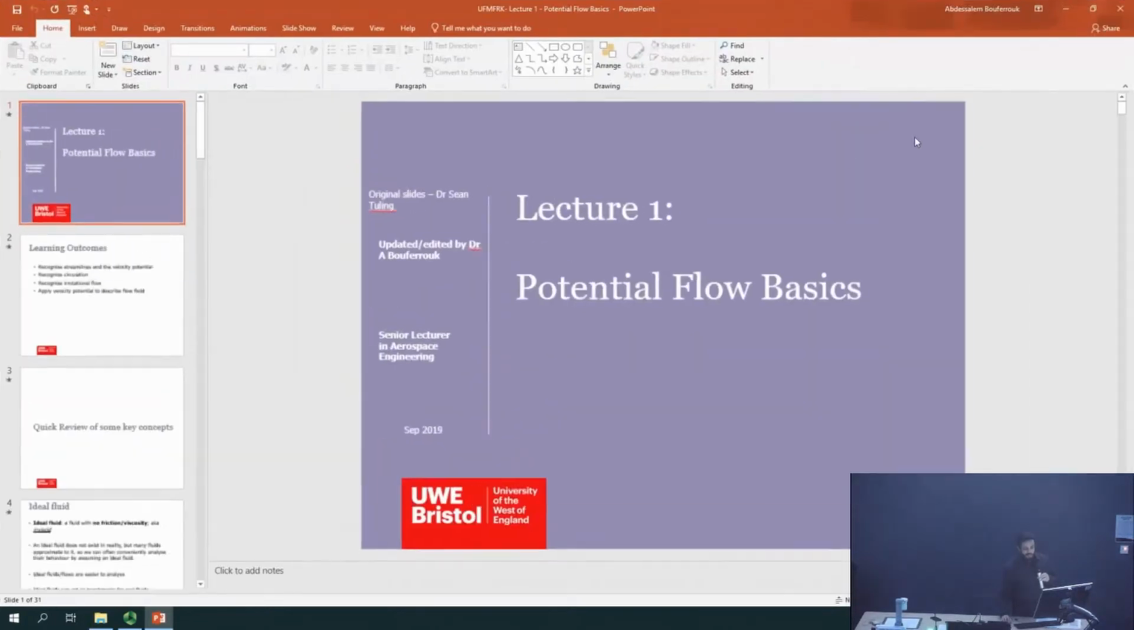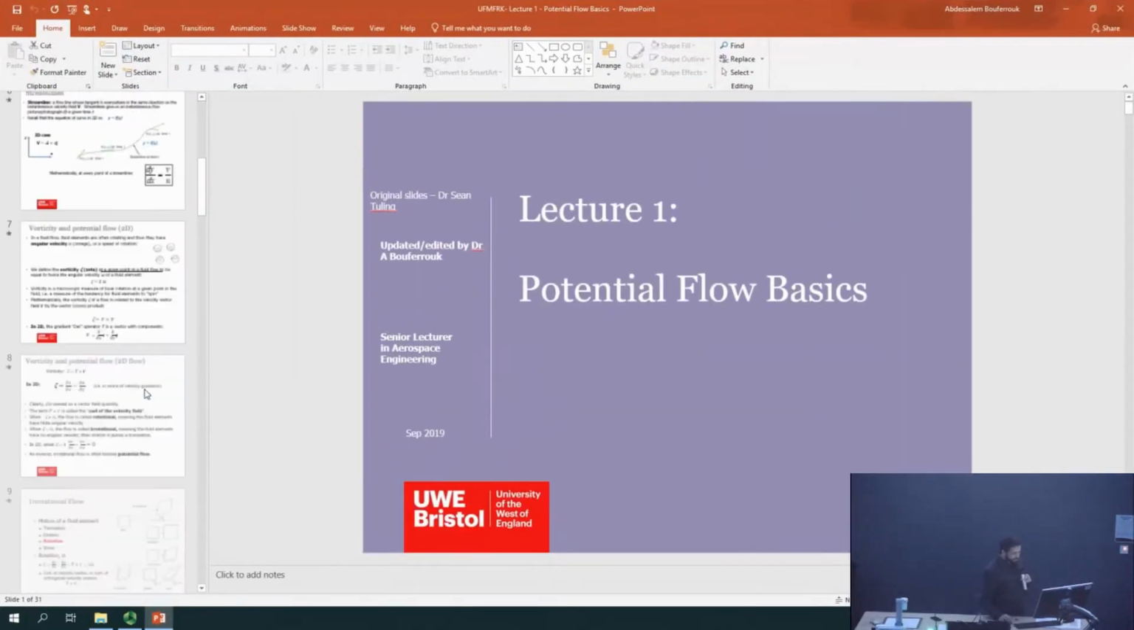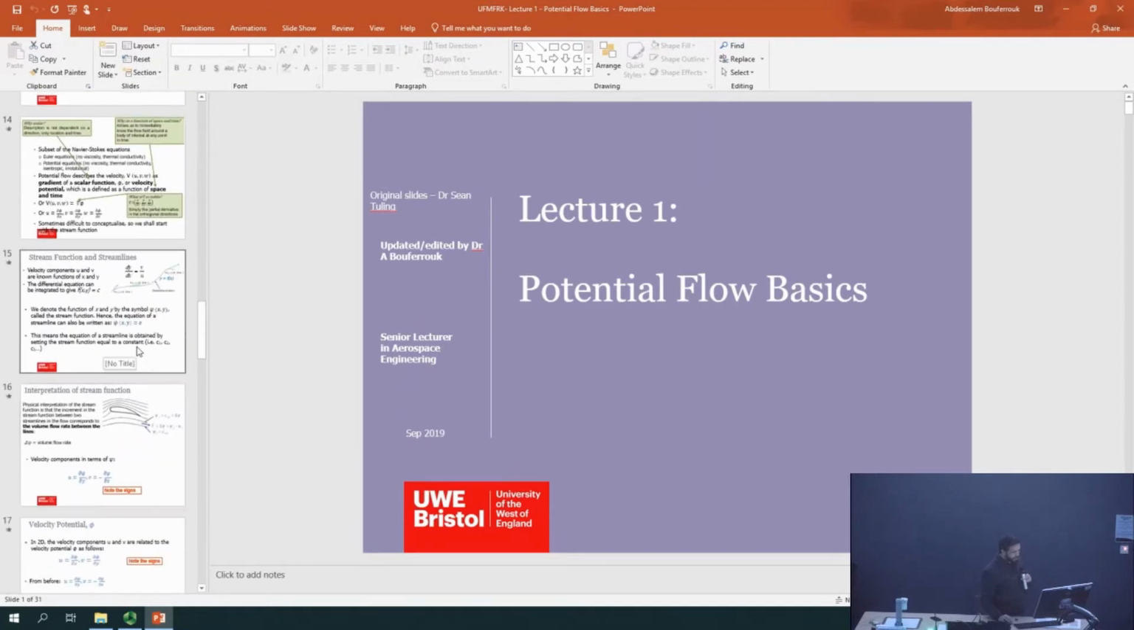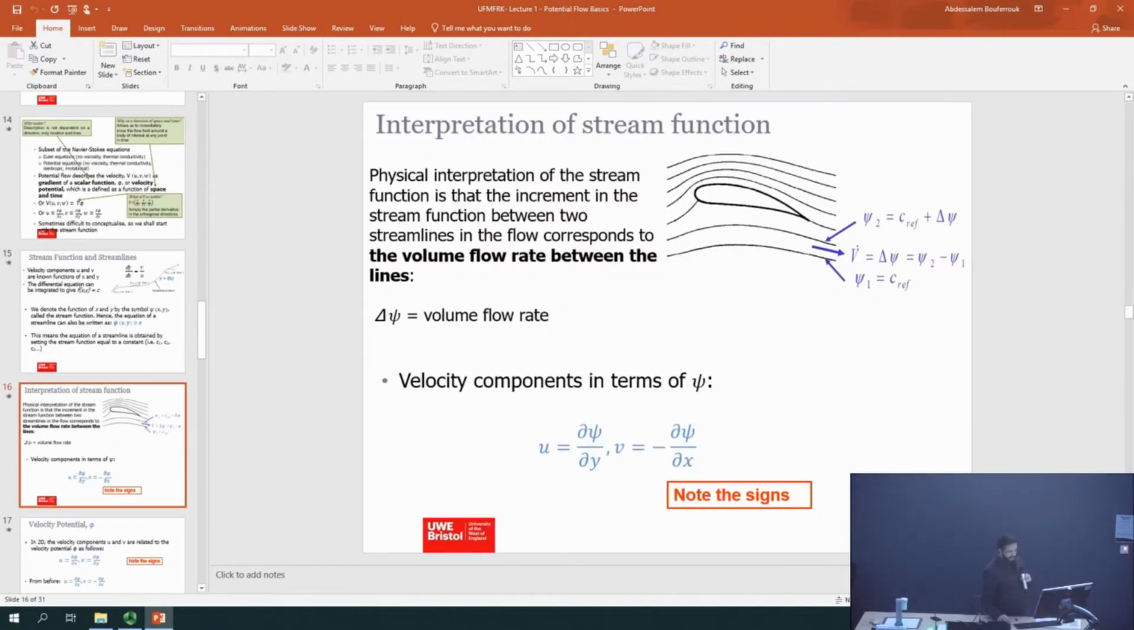So let's just pick up where we left off last week, I think, if I'm not wrong. Last week I introduced to you the potential flow. I think this will be a good point to revise. So we know now there are two functions, the stream function psi and the velocity potential phi.